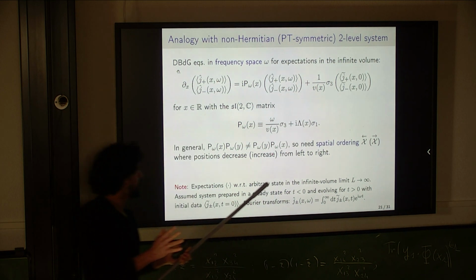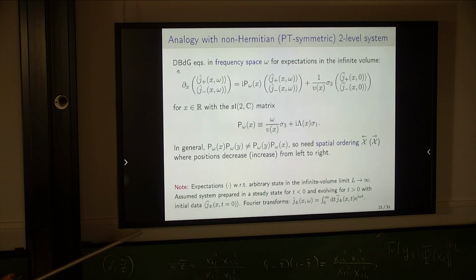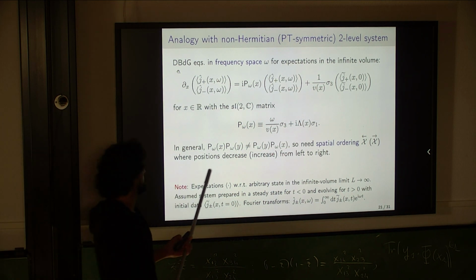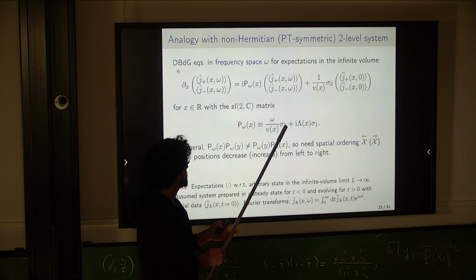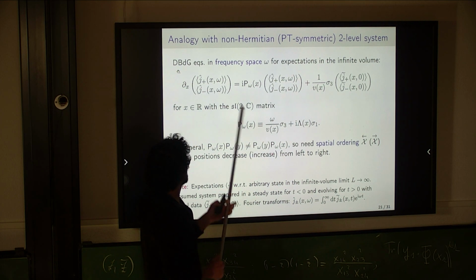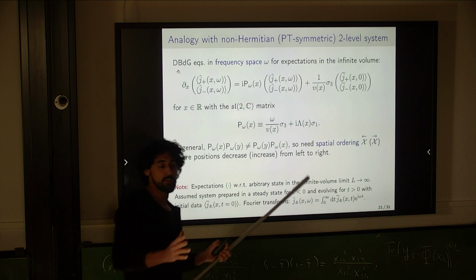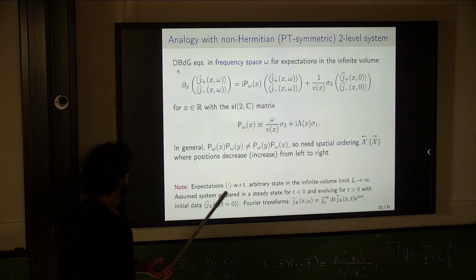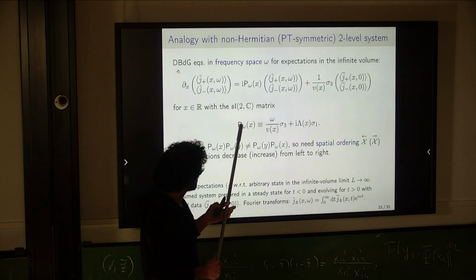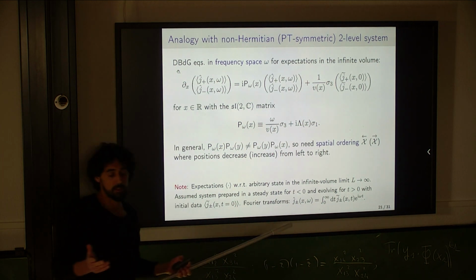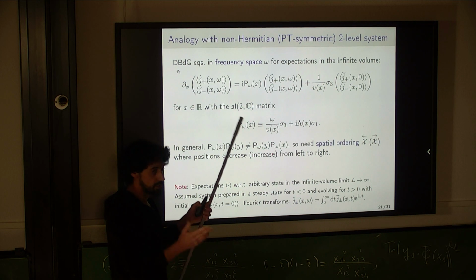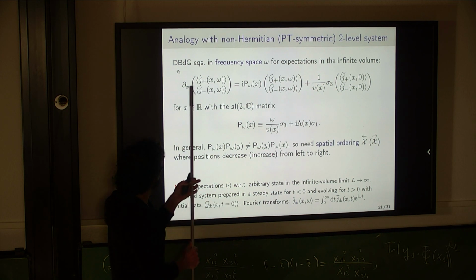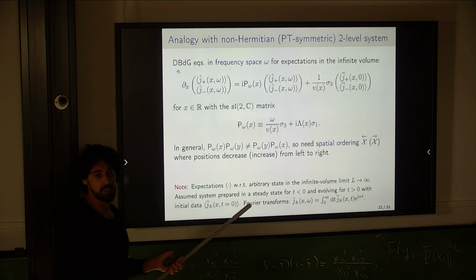So you can see it as a parallel to a two-level system with some interaction. In a sense it's non-Hermitian, but you can show it is PT symmetric. And the tricky part here is that it basically corresponds to a time-dependent Hamiltonian. So if x were t, then this P, or you could call it H, is a time-dependent Hamiltonian, and this is the corresponding equation you want to solve.